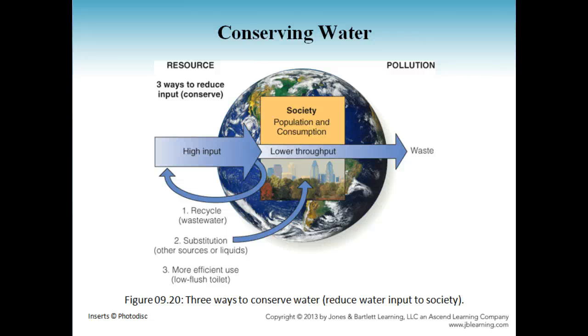We can also conserve water through the primary types of conservation we've talked about previously. There's recycling of wastewater, substitution of other liquids or sources in processes. And we can also use it in a more efficient way, such as low flush toilets or low use shower heads. By reducing the input, we lower the throughput as well and reduce our waste stream.